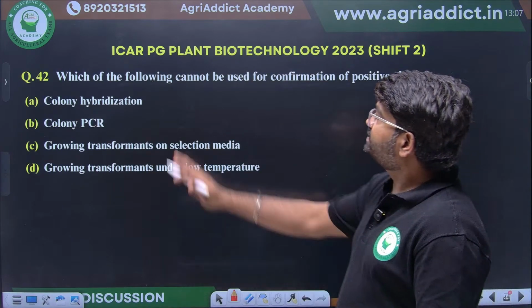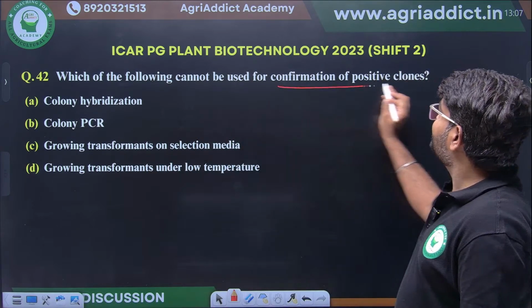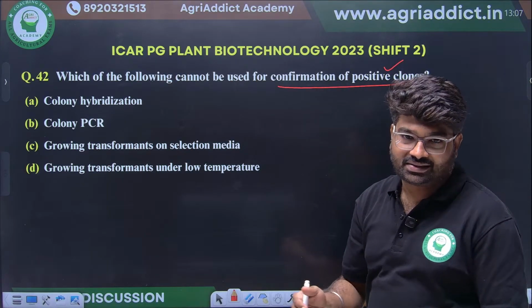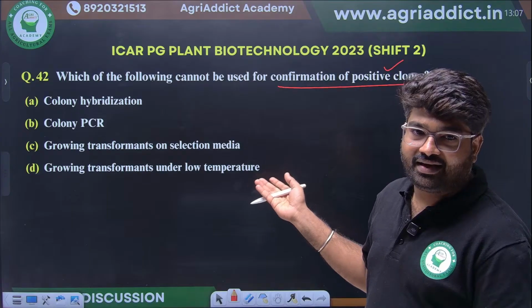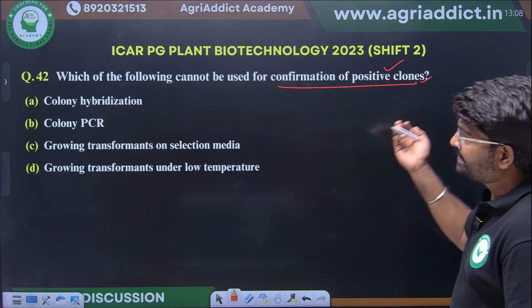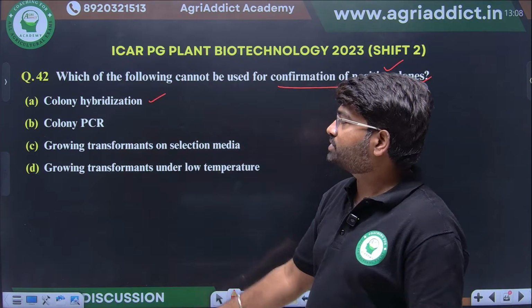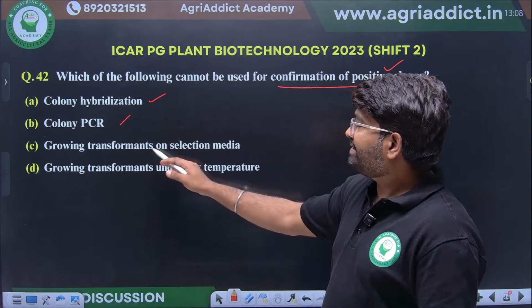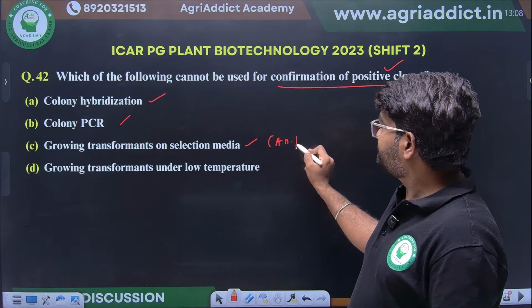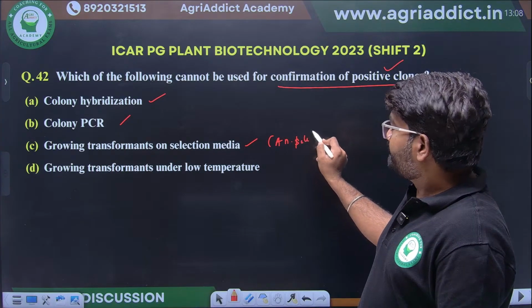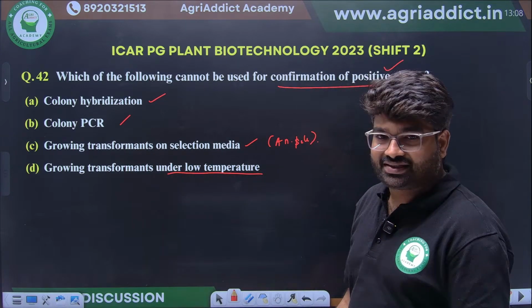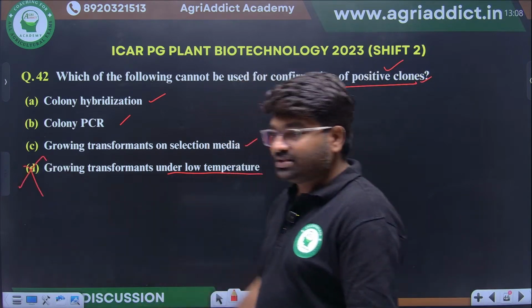Which of the following cannot be used for confirmation of positive clones? Whatever we have taught you in the class, they are asking directly here. Colony hybridization, yes, we can use. Colony PCR also we can use. Growing transformants in selection media, this also we can use. Antibiotic selection. But growing transformants under low temperature is not a selection criterion, so this will not come.